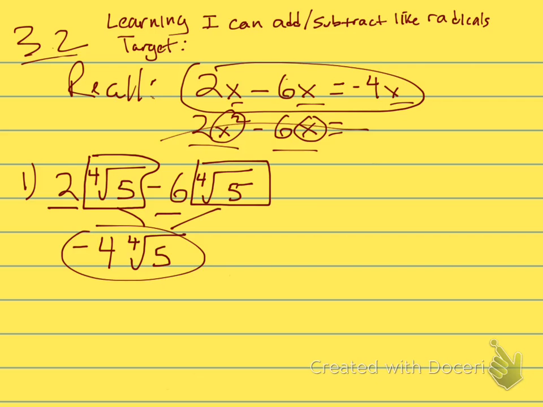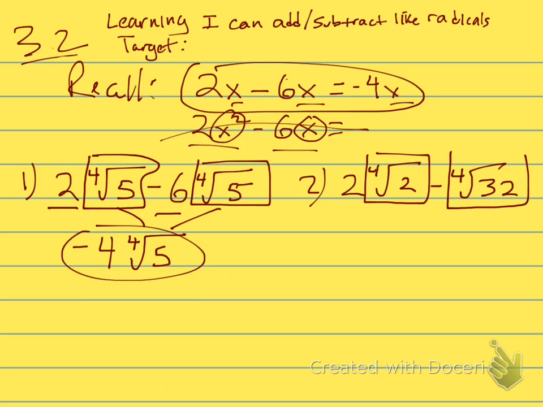Let's look at another example. What if I gave you something like this? If I gave you 2 fourth roots of 2 minus, let's do the 4th root of 32. I think that will work. Now here, I can't subtract these because the 4th root of 2 is not the same as the 4th root of 32. They're both 4th roots, but the radicands aren't the same.